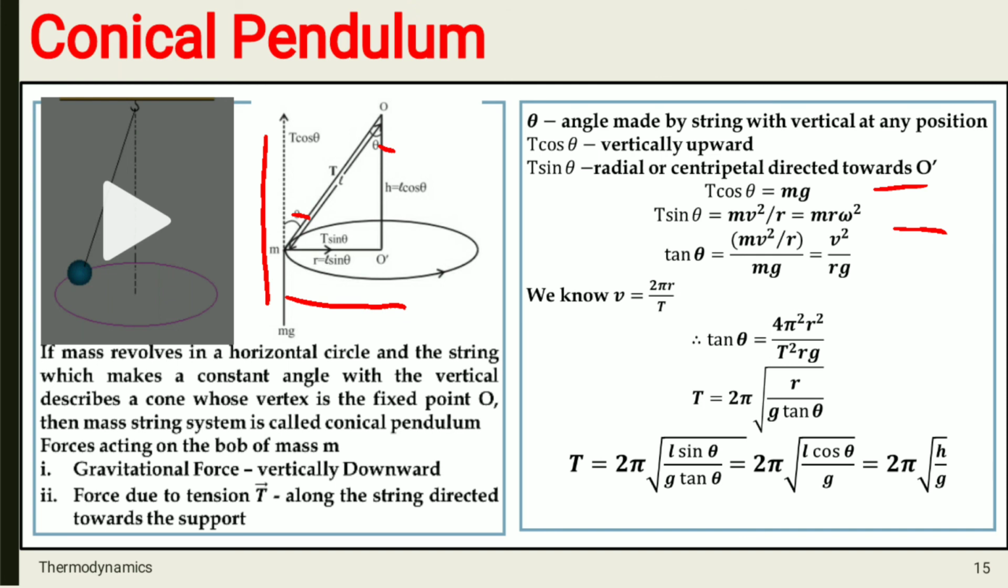H is what? Height of the pendulum, divided by g, and this is what? Your time period of the conical pendulum. Here L is the length of the pendulum and h is the vertical distance of the horizontal circle from the fixed point O.